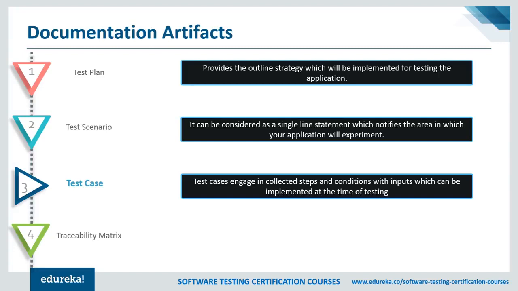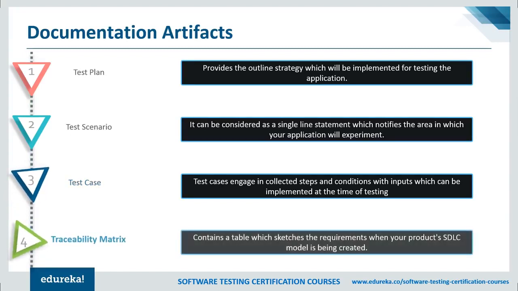So these are the columns which are necessary for a test case. That is your test case ID, your test case, whatever it is, its description, the step that you take for testing a particular software or a particular test case, and its description, again your expected result, actual output, status, and comment. Now the last artifact that we have is traceability matrix.